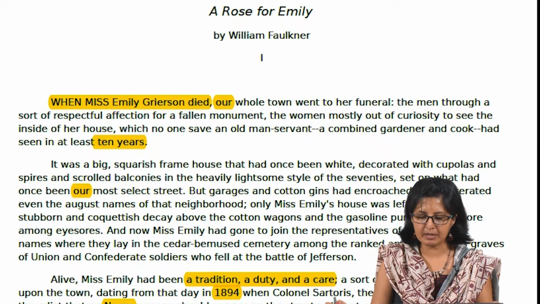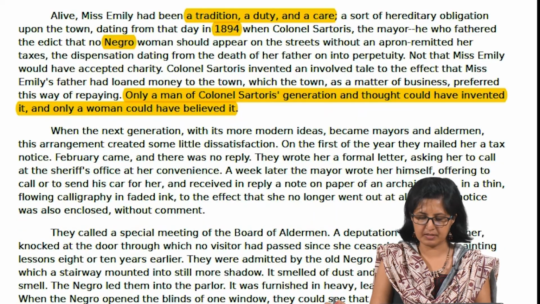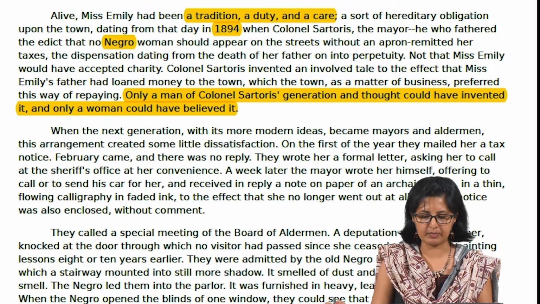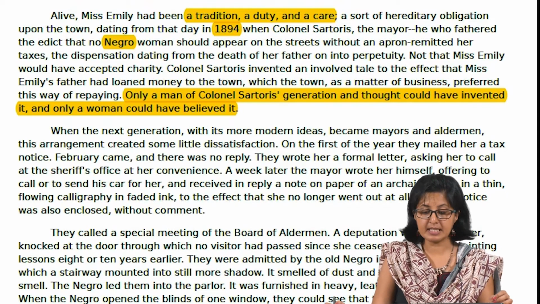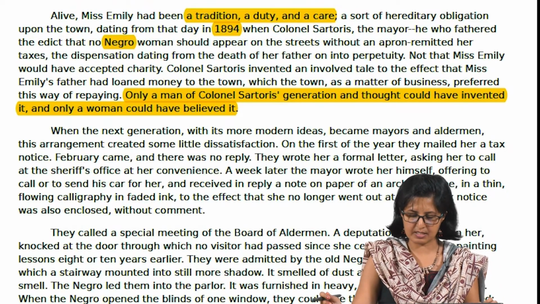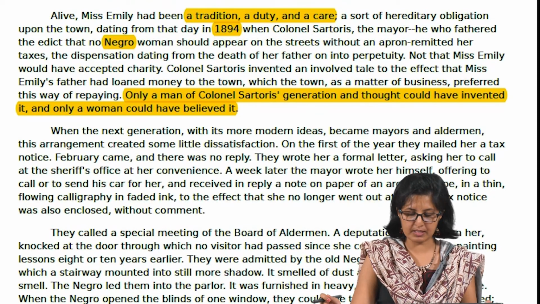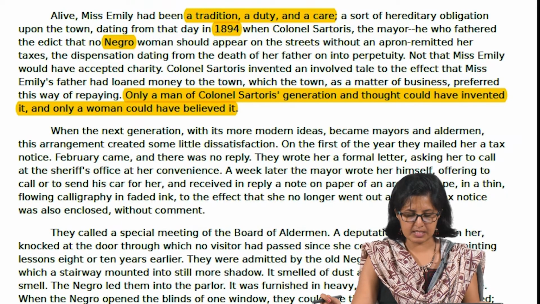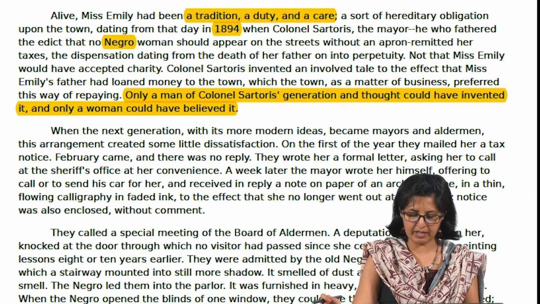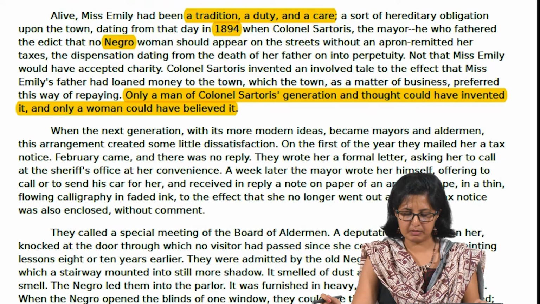"Alive, Miss Emily had been a tradition, a duty, and a care, a sort of hereditary obligation upon the town, dating from that day in 1894 when Colonel Sartoris, the mayor, he who fathered the edict that no Negro woman should appear on the streets without an apron, remitted her taxes. The dispensation dating from the death of her father on into perpetuity."